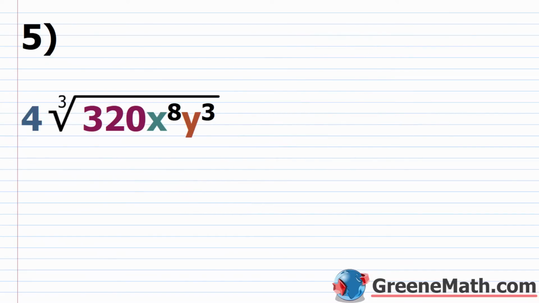All right, let's take a look at problem number 5. So we have 4 times this cube root of 320x to the 8th power y cubed. All right, so let's think about 320 real quick. I know this is divisible by 10 because it ends in a 0. So this is 32 times 10. And let's think about 10. It's 5 times 2. And 32, we know, we could go through the process, but it's 2 to the 5th power, right? So I'll go ahead and say that this is 2 to the 6th power times 5.